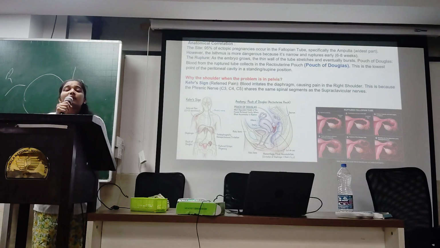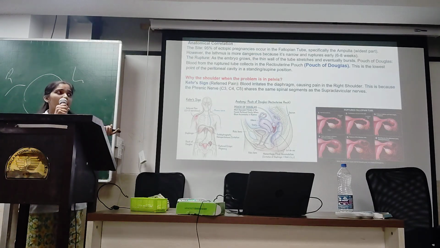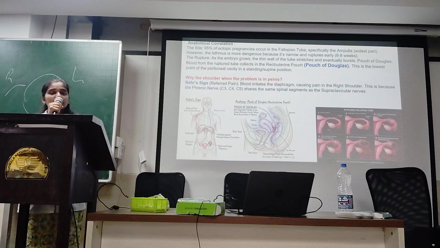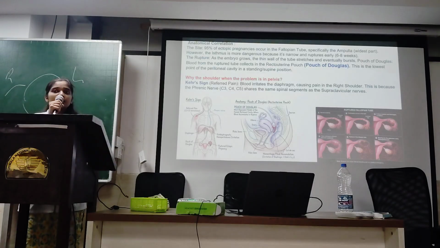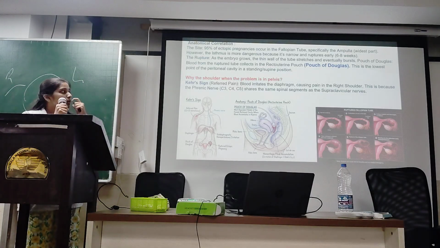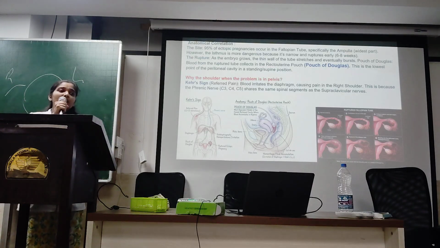Did you wonder why Sunita complained of right shoulder pain when the problem lies in the pelvis? It was because of the ruptured fallopian tube: the blood moves to the diaphragm and irritates the phrenic nerve. As the phrenic nerve and supraclavicular nerves share the same spinal segment, we observe referred pain in the shoulder.